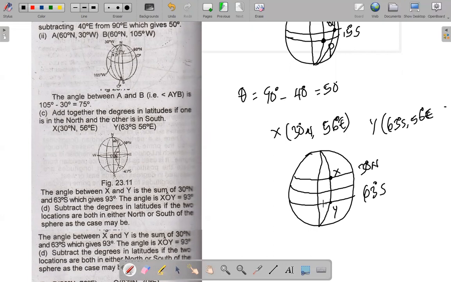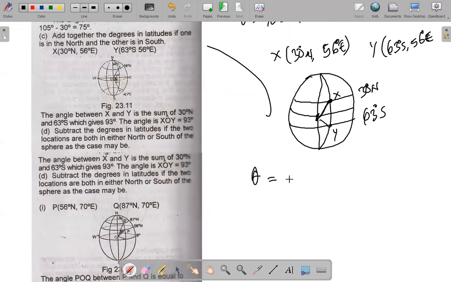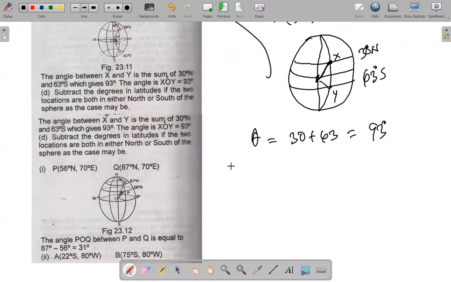So to get the angular distance here, this angle, since we are dealing with latitudes on different locations, north and south, the angle between them will be got by adding the two latitudes together. That is what this is saying: add together the degrees in latitude if one is in the north and the other is in the south. So our theta here will be 30 plus 63, which is 93 degrees.